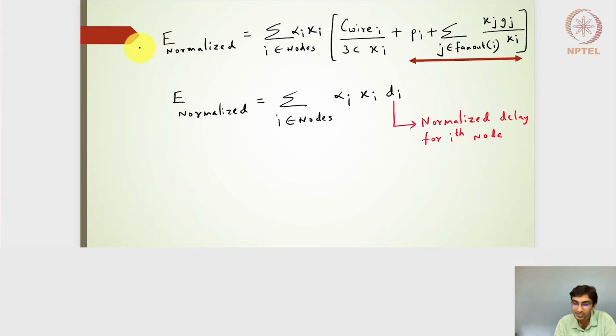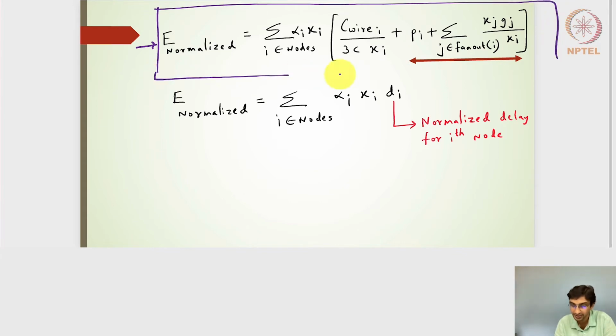So to have an expression of E normalized, I will take away the 3C VDD square, and the remaining expression is nothing but the E normalized expression, which is the energy delivered by the VDD, and that is normalized.